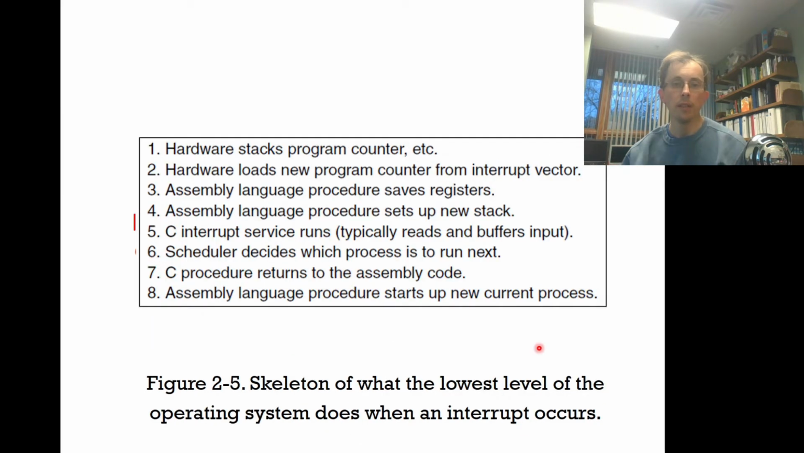And then the skeleton of what happens at the lowest level of the operating system when a hardware interrupt occurs. So hardware stacks the program counter and other important pieces of information away. It loads a new program counter from the interrupt vector. An assembly language procedure saves the other registers for the currently running process. It sets up a new stack based on use of the interrupt. And then the interrupt service runs, typically reads and buffers the input, and then it returns to the assembly code. The assembly language procedure starts up the new current process.